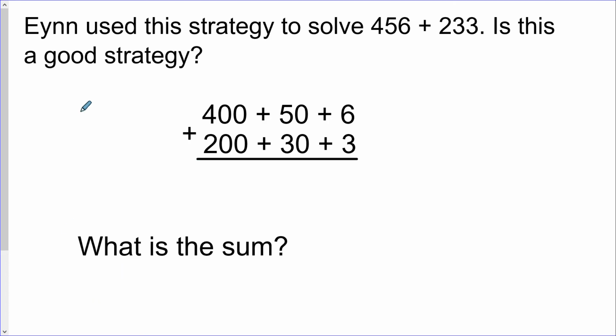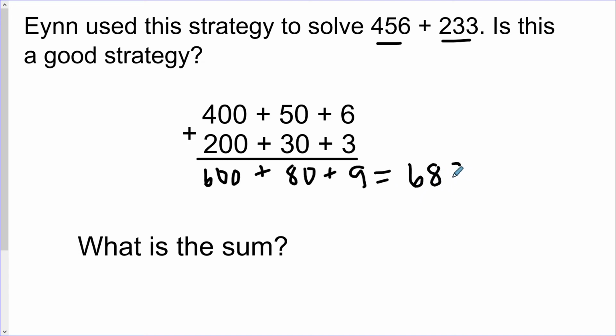Aline used this strategy to solve this number. So 456 plus 233. Is this a good strategy? Well, let's see. Okay. I've got my hundreds, and 400 plus 200 is 600. Then I have 50 plus 30, that makes 80, and 6 plus 3 is 9. Is that a good strategy? Yeah, great strategy, especially when you have no regrouping. Sum means you add, right?